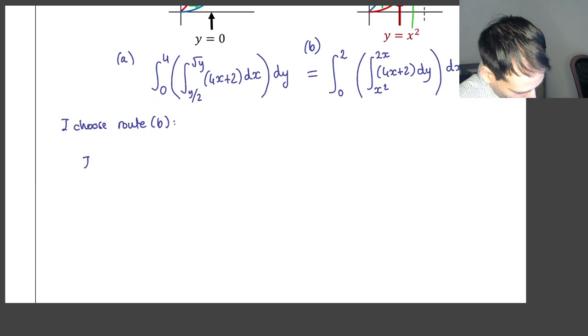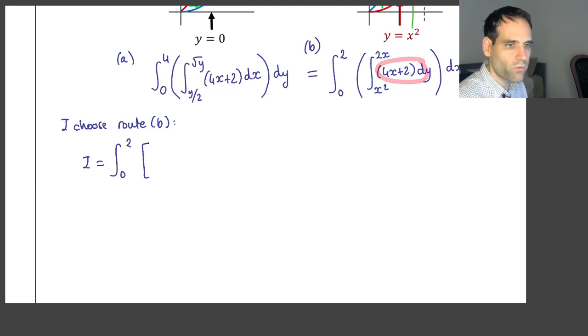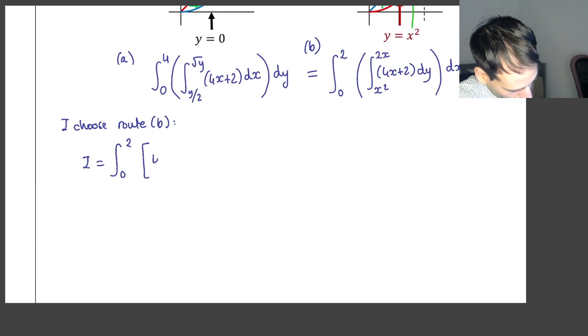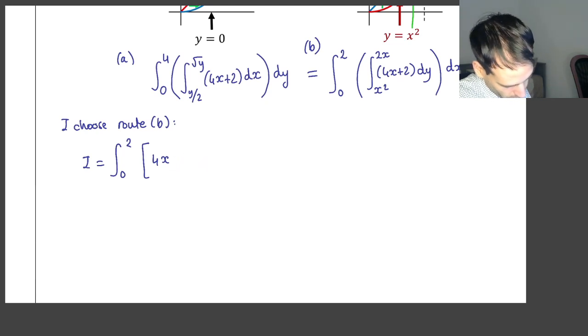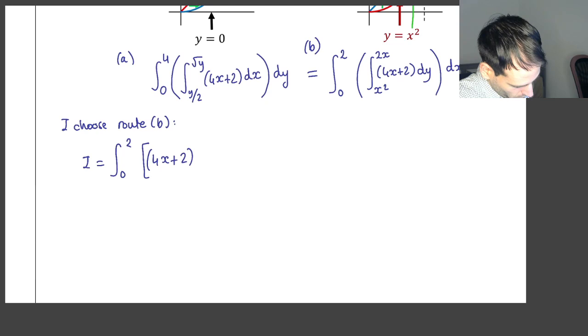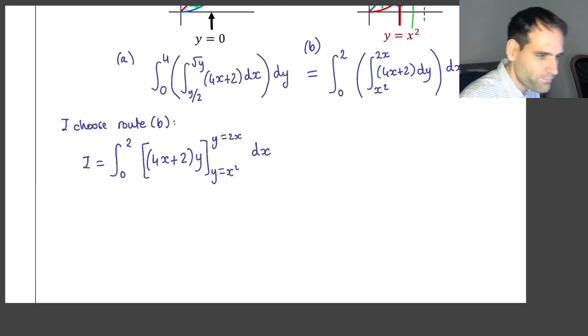So the integral is equal to the integral between 0 and 2 of this inner integral. What is the integral of 4x plus 2 with respect to y? That's very easy. It's 4xy plus 2y, right? Or we could actually say (4x plus 2) times y. Let's write it like that. And we need to substitute y equals x squared and y equals 2x. And we still need to do the outer integral later.